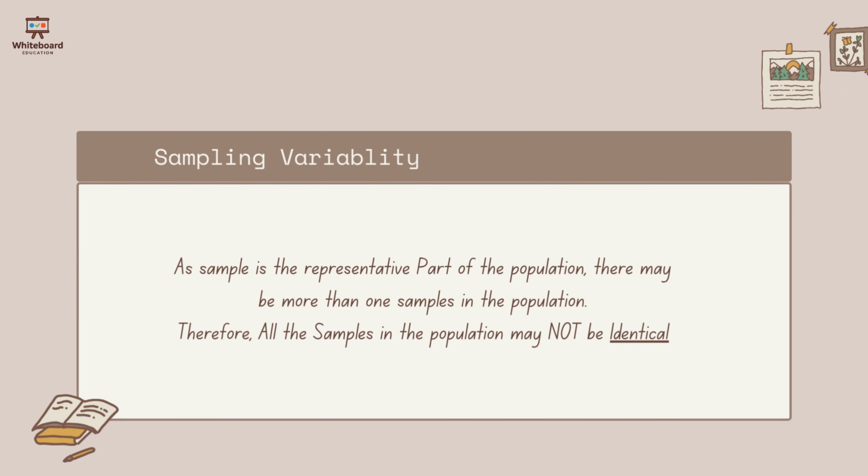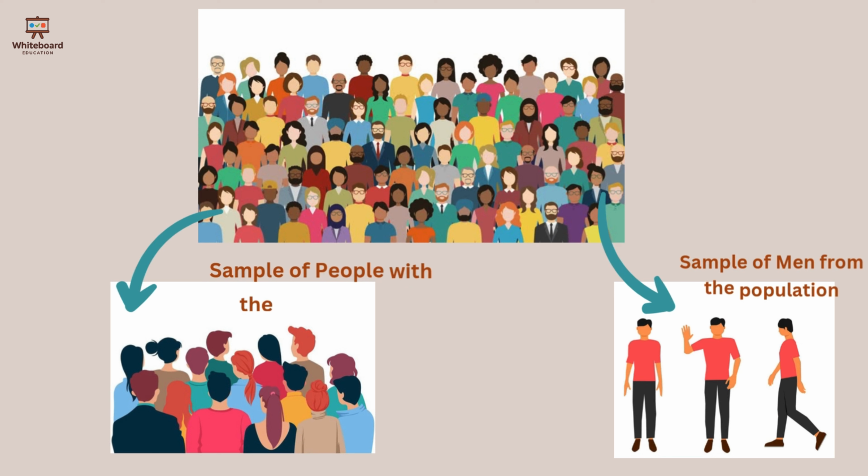Next we have the sampling variability. As sample is the representative part of the population, there may be more than one sample of the same population, and all the samples may not be identical. Let's look at an example again. Suppose there is a population of 100 people. We may get a sample of people with the same height or a sample of men from the population according to the requirements. Thus it proves the fact that selection of samples varies based on the requirement.